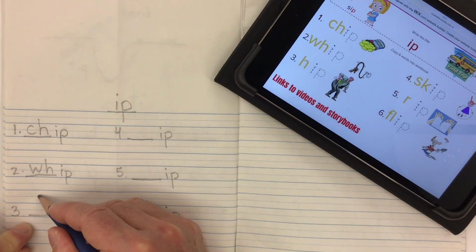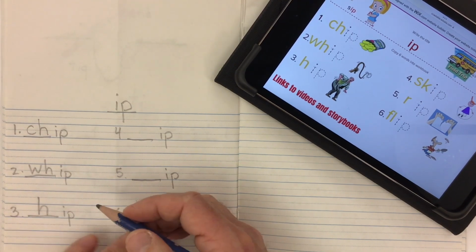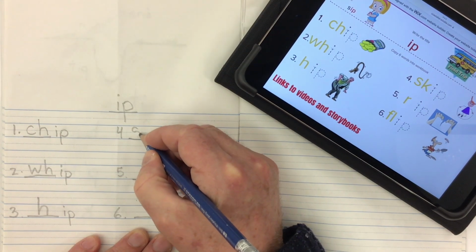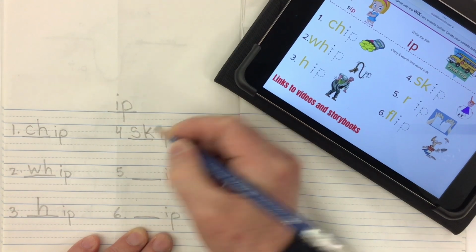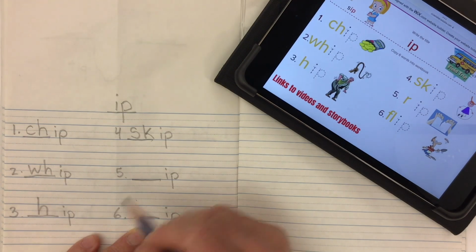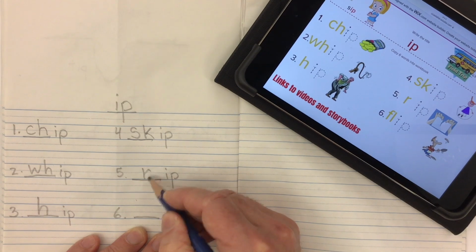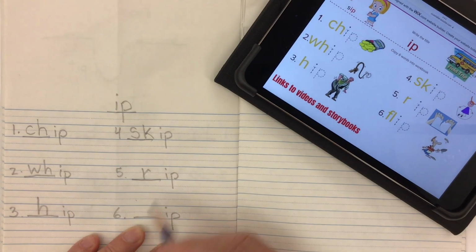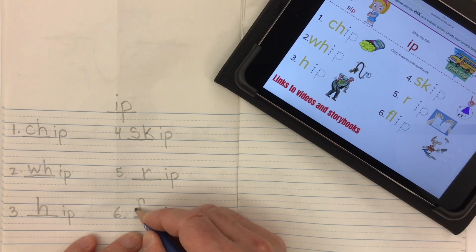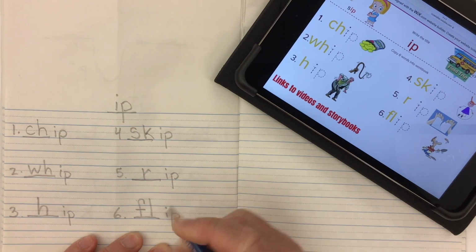Number 3, the word is hip. So we need our H for that h sound. Hip. Word number 4 is a consonant blend. Sk. That's our S, and our K goes sk for skip. Word number 5 is to tear paper, is to rip. So we need the letter R. Rip. And word number 6 is a consonant blend. We need F. We need L for flip. So flip your pancake.